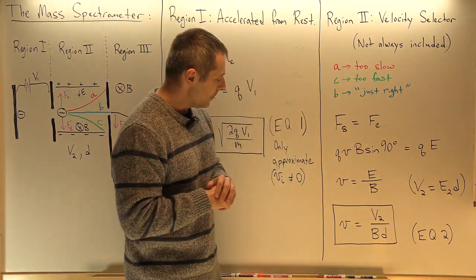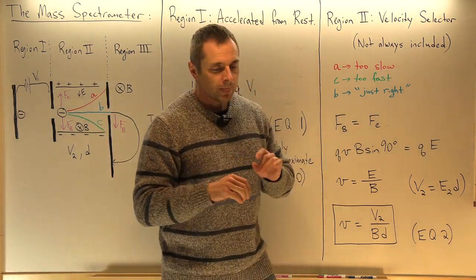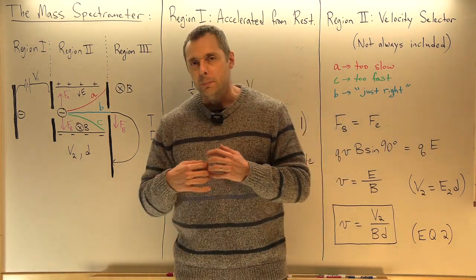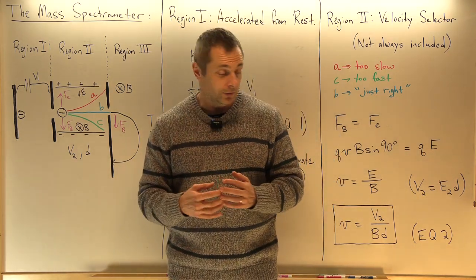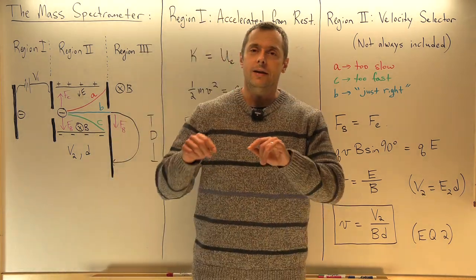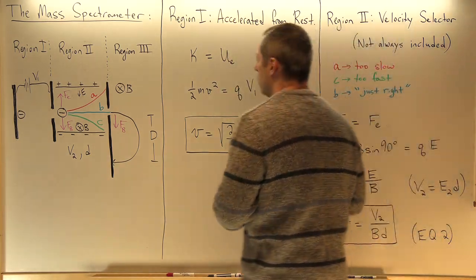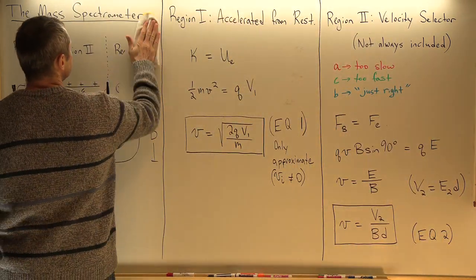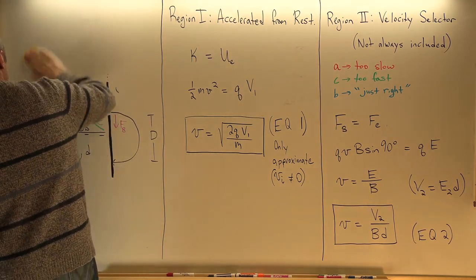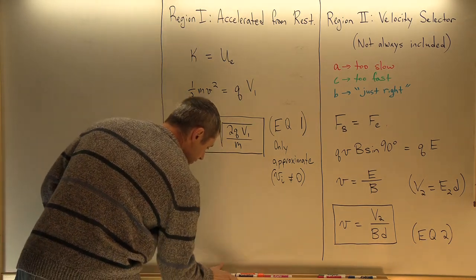Okay, fascinating. But nonetheless, there's the expression for the speed of these particles. Finally, we get into region 3, where we can now measure the mass of these things. We've got them going up to speed. We've picked what velocity we want. Let's see if we could solve for the mass. So, let me make some room for our analysis of region 3.